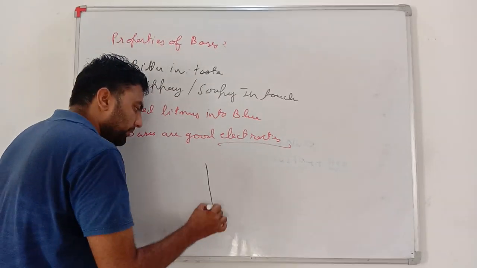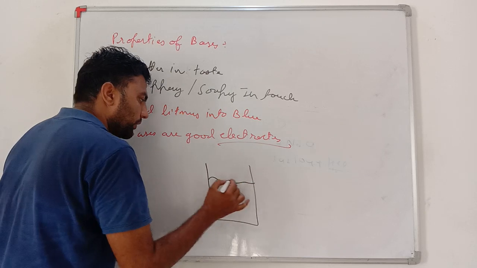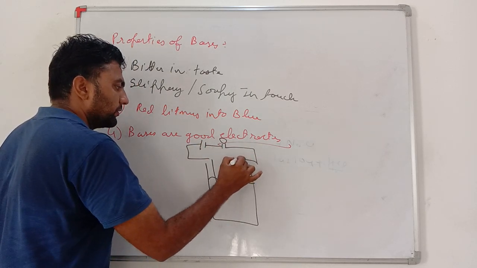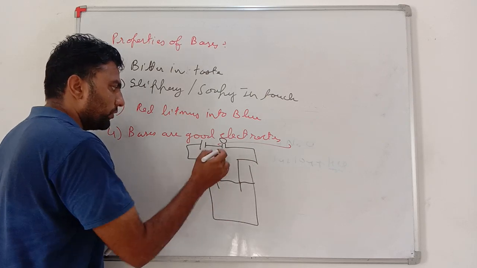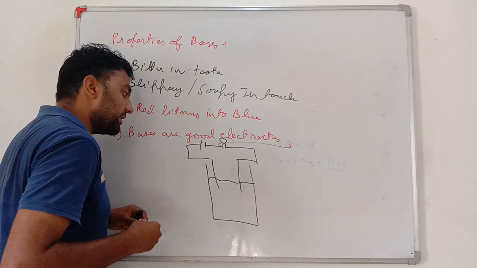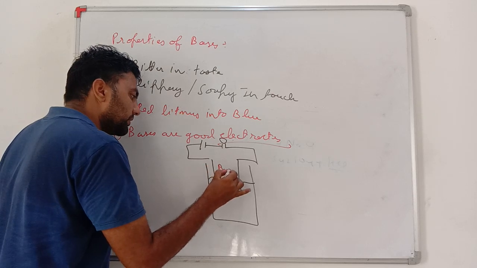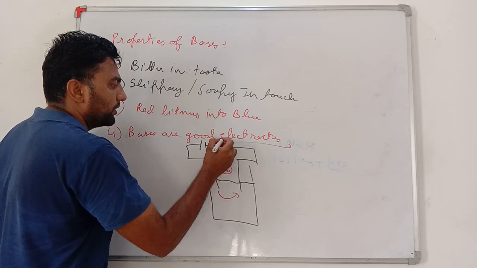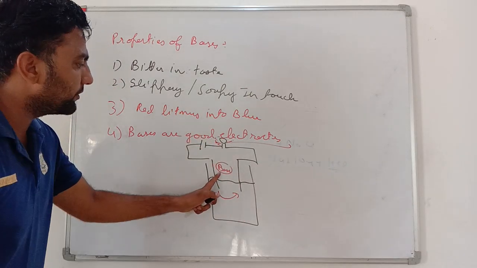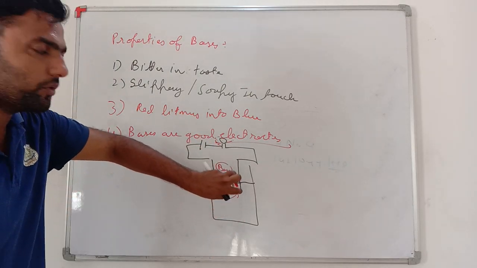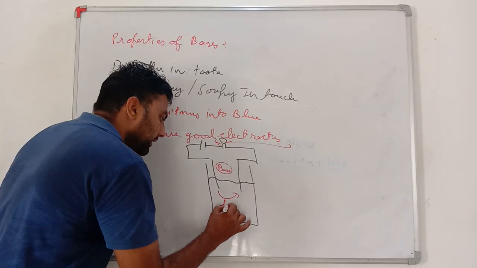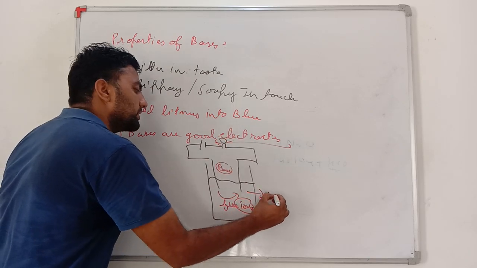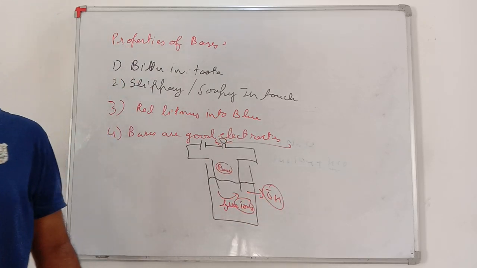That is, if I am having water and this connection is there, this is the bulb. If it is pure water, this bulb does not glow. But as soon as I add a base or an alkali into this, it starts conducting current and the bulb glows. This shows that whenever a base is in aqueous solution, it gives free ions. It means it is a good electrolyte. And those ions are OH minus ions.